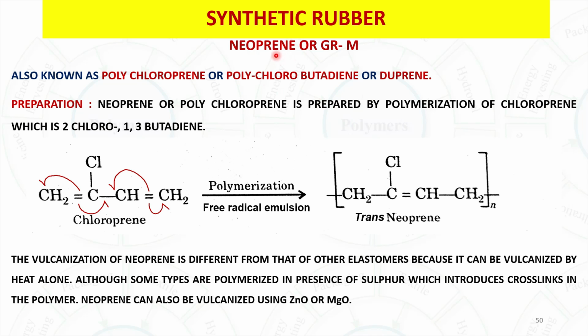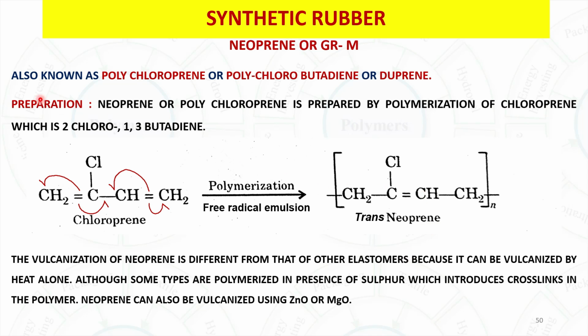You are quite aware of isoprene. Isoprene is the main building block of the terpenes or terpenoids. Isoprene is 2-methyl-1,3-butadiene, and when you replace that methyl with chlorine, it becomes chloroprene, sorry, not neoprene, chloroprene. When you polymerize this chloroprene, you will get the synthetic rubber known as neoprene.